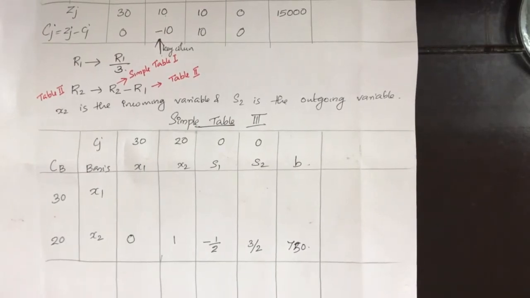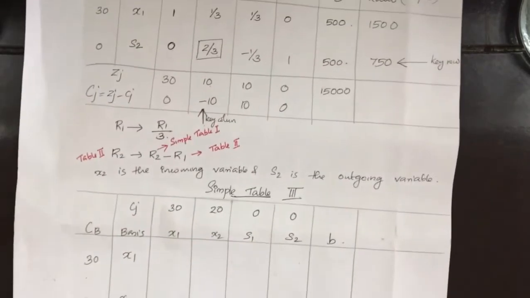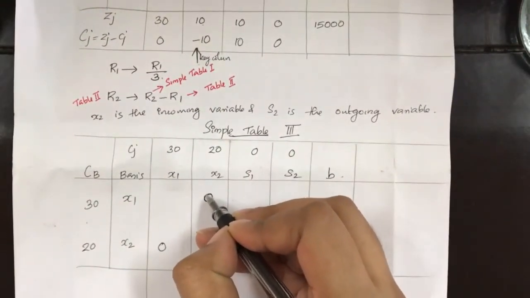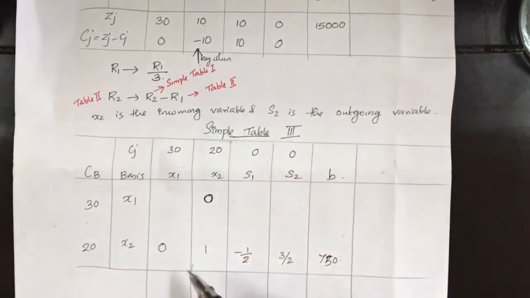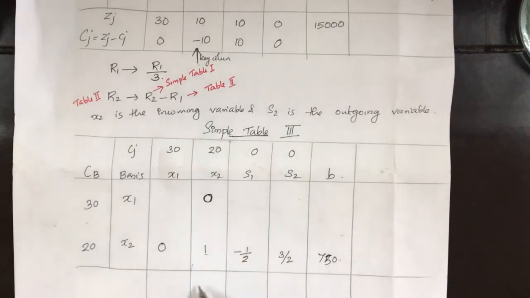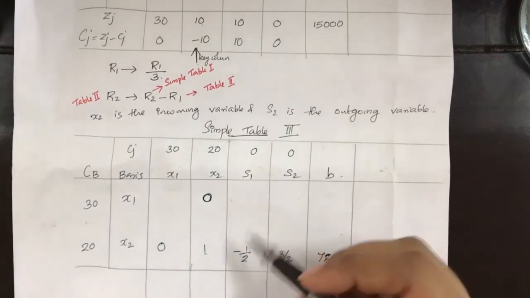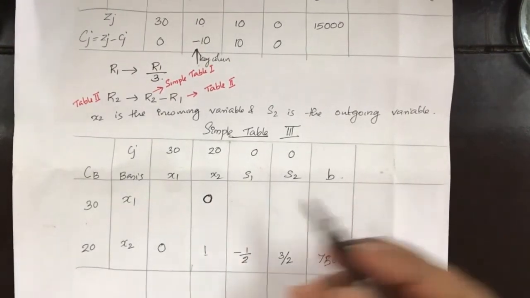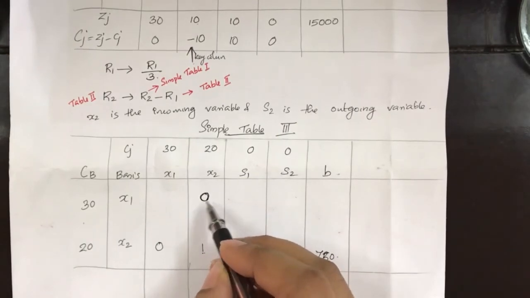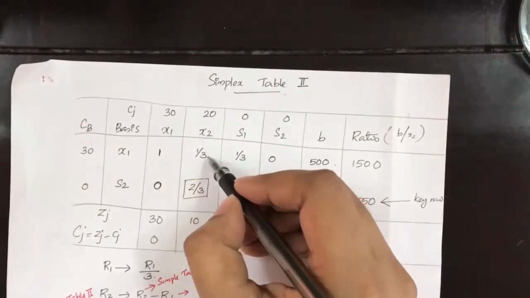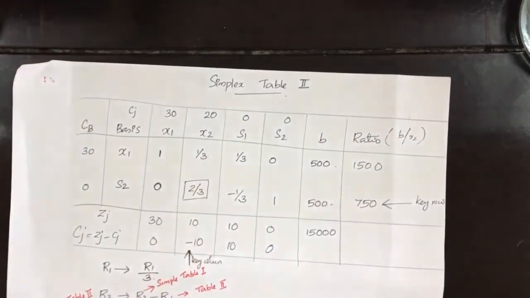Now I need to convert R1 also in order to make this value 0. Why? This is the key element. I make the key element as 1, so all other elements in that column should be 0. In order to make this value 0, what should be done? This is the corresponding element here, 1 by 3.